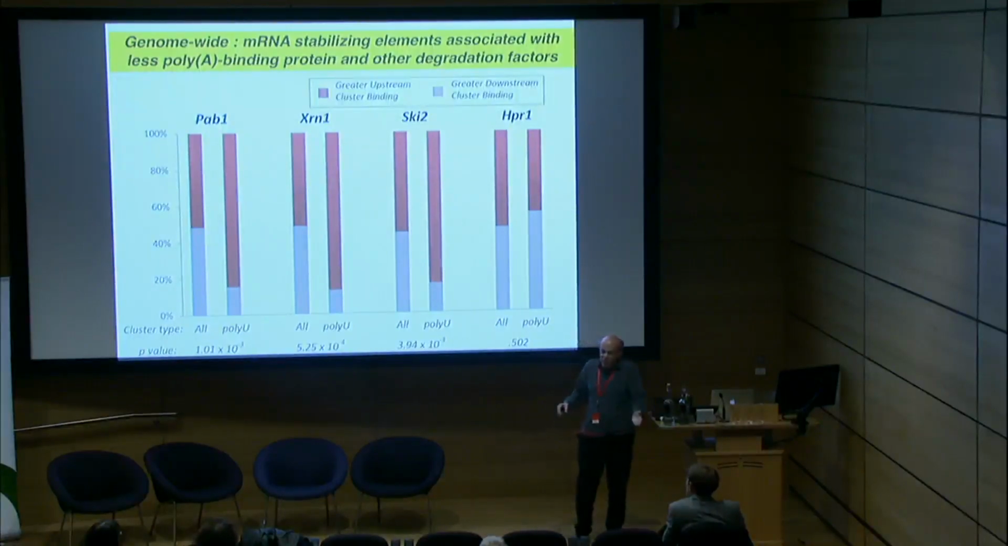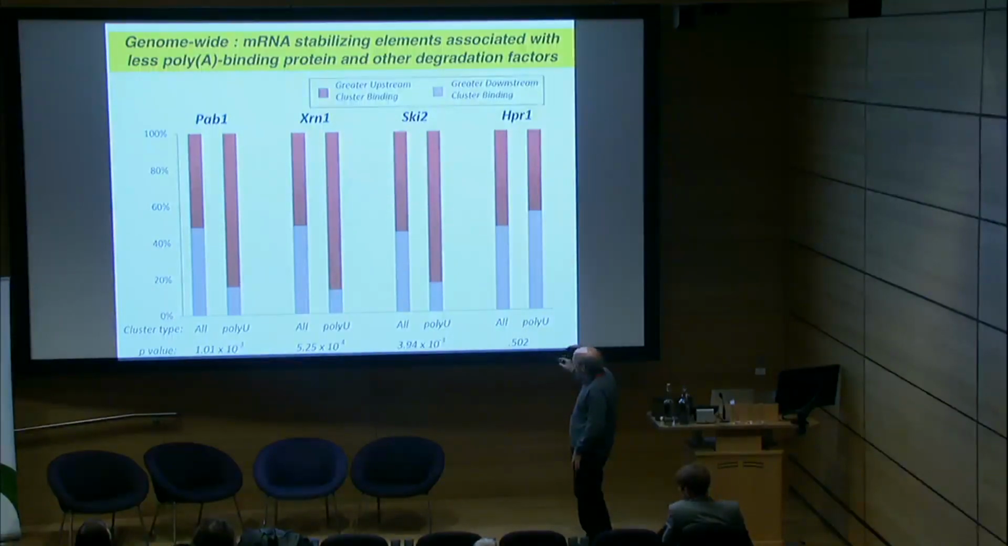What you can see here is that if you take all genes, whether upstream or downstream, the poly-A binding protein level is pretty much the same. But if you look at the poly-U related genes exclusively, there's much greater upstream binding than downstream binding. So you have less poly-A binding protein when the poly-U element is there, presumably because the poly-U element is hybridizing the poly-A tail, therefore blocking the poly-A binding protein. And interestingly, these are two different degrading enzymes.